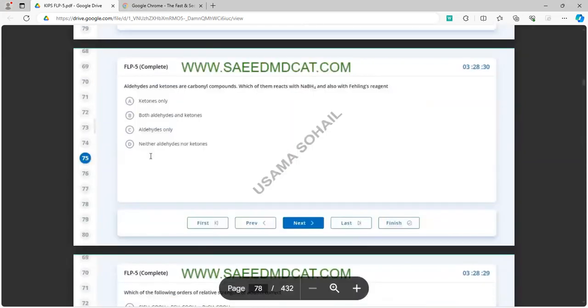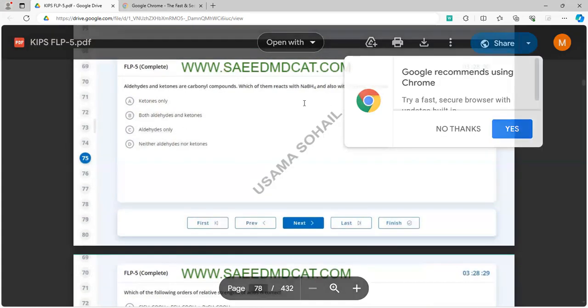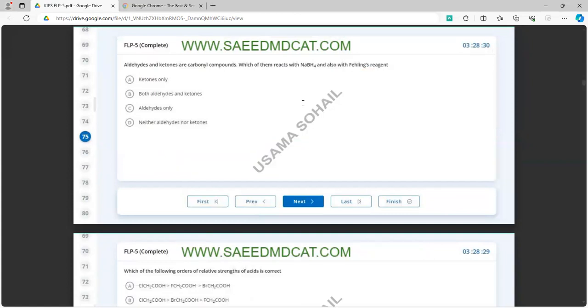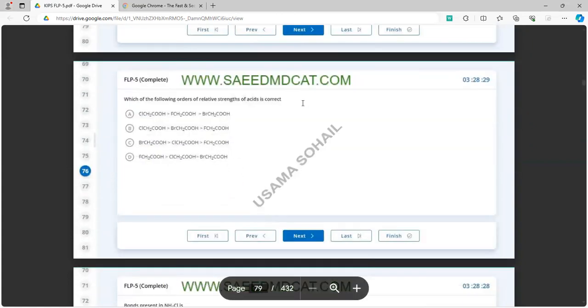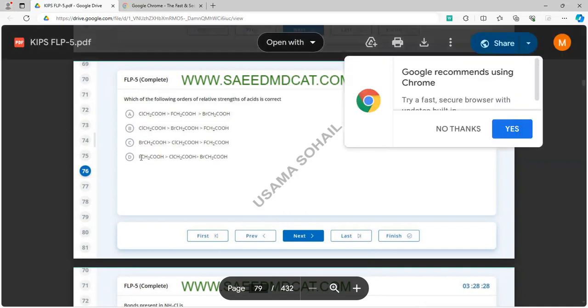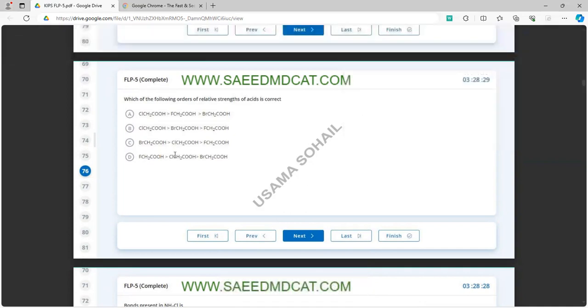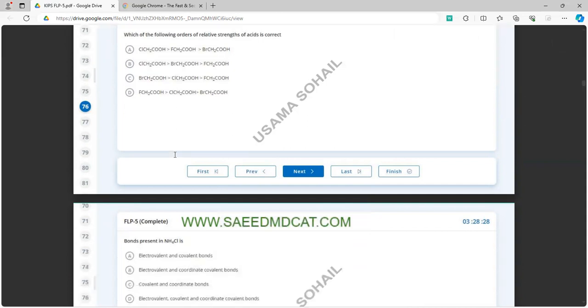Now on question number 75, you need to know that aldehydes are the only thing which react with both Fehling's reagent as well as sodium bromide. In question number 76, the strength of an acid depends on there being a lesser number of carbon atoms attached to it. In question number 76, the electronegativity also decides how strong an acid is. So the correct option will be D, because fluorine is more electronegative than chlorine, and similarly for bromine.